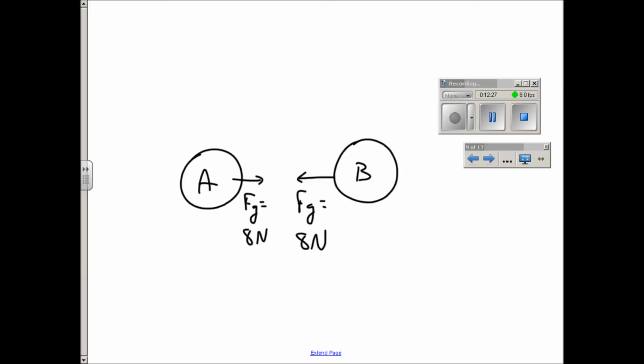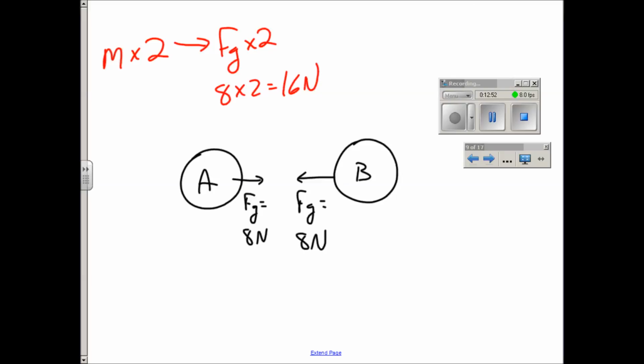You should be able to tell me what the force would be if, for example, the mass of object A doubled, or the distance between them was cut in half, or whatever. So let's do that. Let's suppose the mass of A doubled. Well, what that means is one of your masses gets multiplied by 2. Remember, your force of gravity is proportional. So that means that your force of gravity is also going to get multiplied by 2. So if you doubled the mass of object A, then your new force of gravity would be 16 newtons.